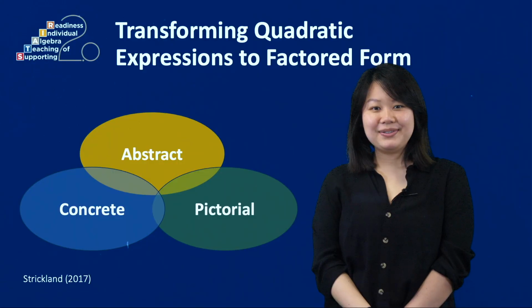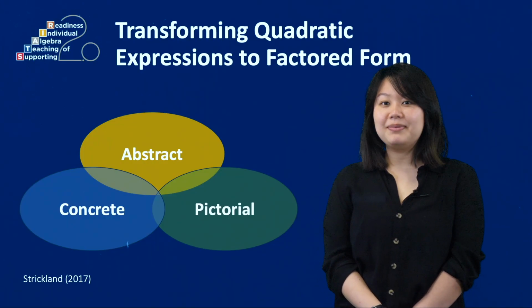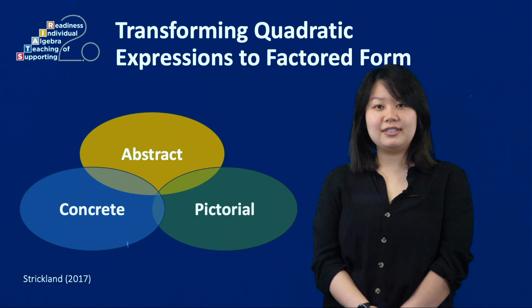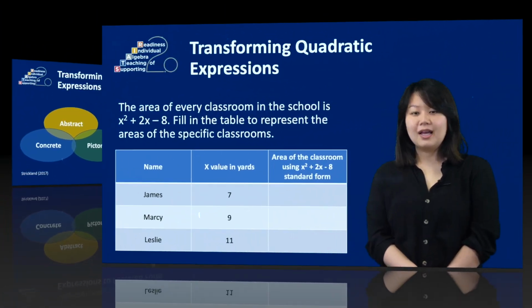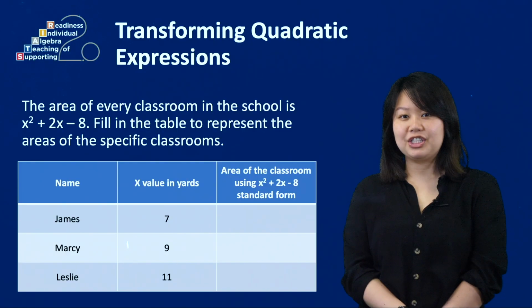Now, before we get into it, let's talk about the foundation upon which this work is built. There are 3 primary ways of representing mathematical ideas. We have concrete, pictorial, and abstract. And at this point, we want our students to establish comfort and flexibility with working in the abstract form. The purpose of today's topic is to establish that the quadratic expression and its factor form are equivalent.